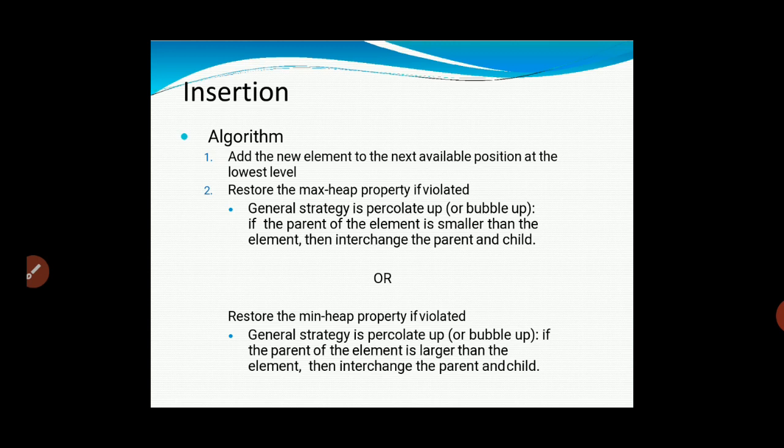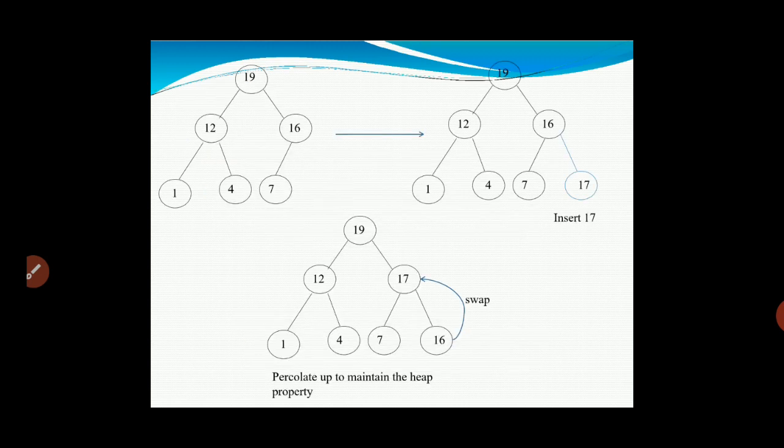The algorithm adds the new element to the next available position at the lowest level. Second, restore the max heap property if violated. The general strategy is percolate up and bubble up. If the parent is smaller, then interchange the values to restore the max heap. For a min heap, if the parent is larger than the element, then interchange parent and child.